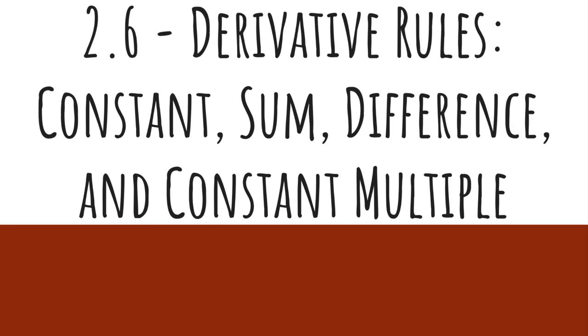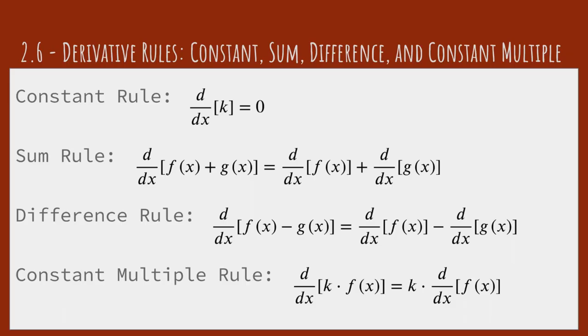I would like to add to the toolbox of shortcuts that we have for taking derivatives. In the last section, we talked about the power rule and how we can use it to take derivatives of a very specific kind of function without having to use the limit definition of the derivative. We're going to expand on the power rule with four new rules that will allow us to take derivatives of a wider variety of types of functions. So, here are all four of the new rules.